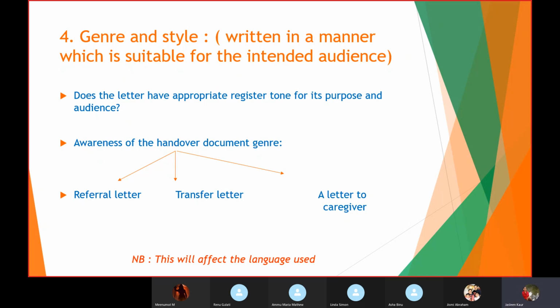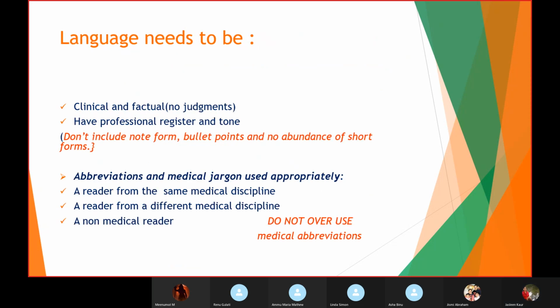Okay, so if you are able to select that, then there are 7 bands for that. Now, this is very important. The language needs to be clinical and factual. There should be facts, okay? And you're not going to give your own judgment. What you are writing should be based on the facts which are given in the task. So that's the meaning of facts here.